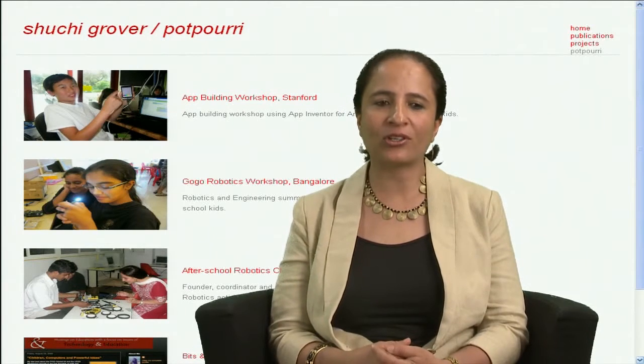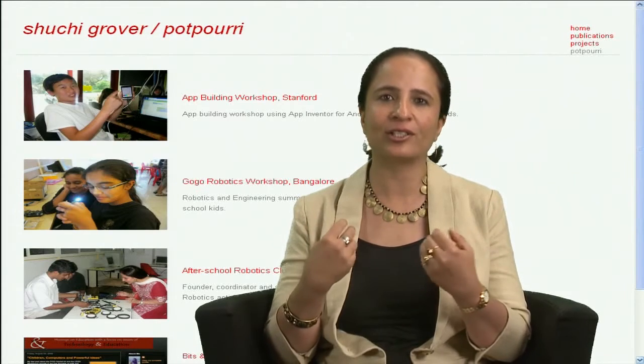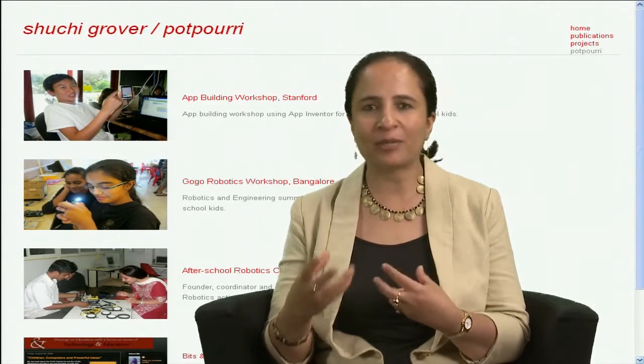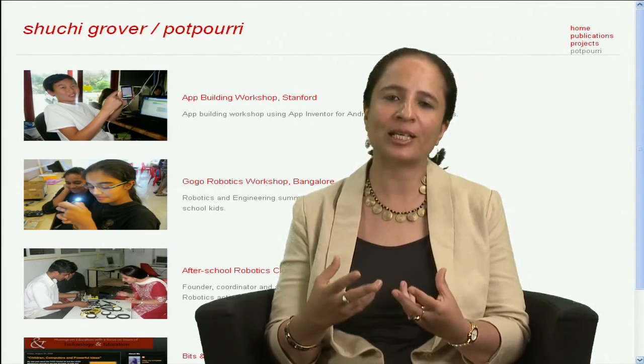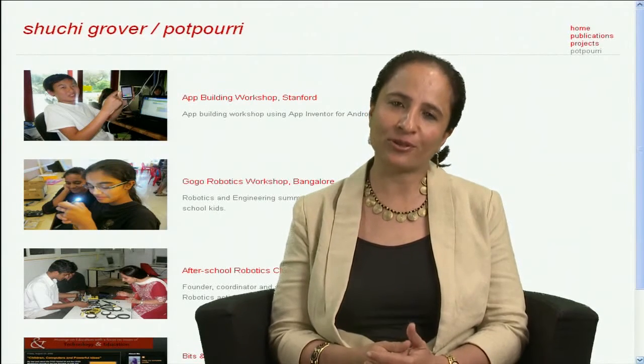It has what is known as the low floor and high ceiling philosophy, which means that children can start by making a sprite move, a cat move. They can make animations very quickly, and that's very motivating for children. So it's great as an introductory programming environment for those reasons.